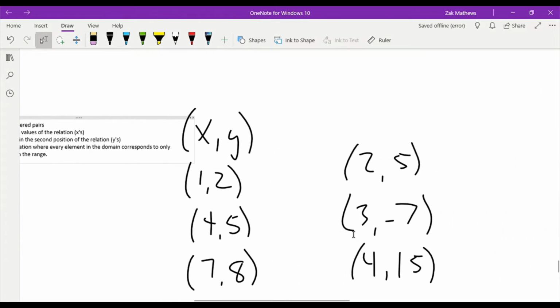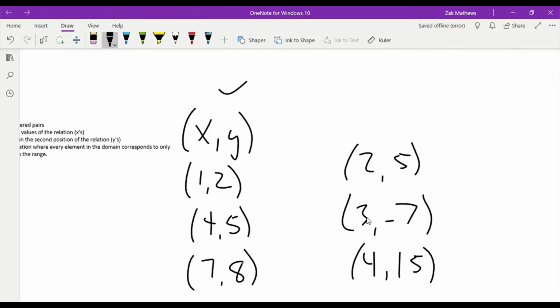And so if I look at the relations I've defined so far to determine if they are functions, 1 goes to 2, it only goes to one spot. 4 goes to 5, only one spot. 7 goes to 8. Those are all only going to one spot. So this would also be a function. That one would check out.